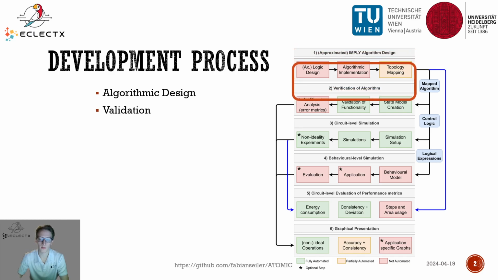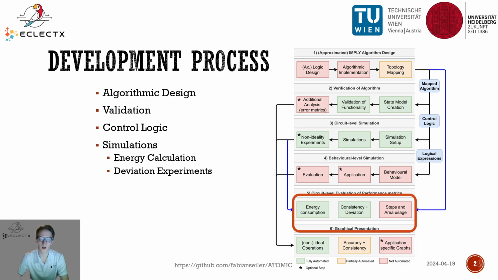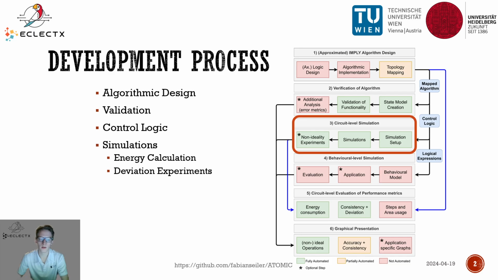In the second step, we have to validate our model, so check if the stateful logic description actually returns the correct functionality. In the third step, the control logic should be generated, which is often a quite tedious task. And in the fourth step, the simulations should be done, which includes the energy calculation and also the deviation experiments, so non-ideality experiments of the memristor.